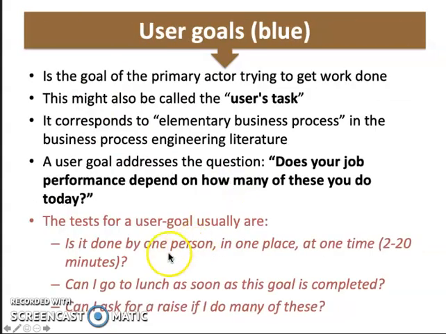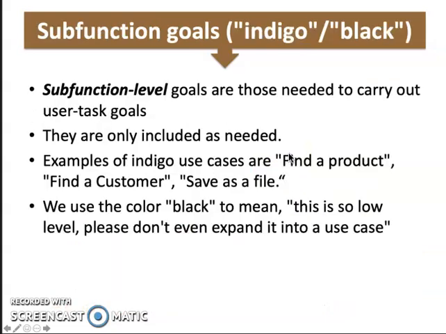The test to see if it's a user goal. Can it be done by one person in one place at one time, 2 to 20 minutes at a time? Can I go to lunch as soon as this goal is completed? Can I ask for the raise if I do as many of these? So often if you can answer those, then it usually is a user goal. When we do more of the written descriptions, you will see it becomes easier to identify these goals as we go along. With the sub-function goals, basically these are not always included and they're only included as needed.